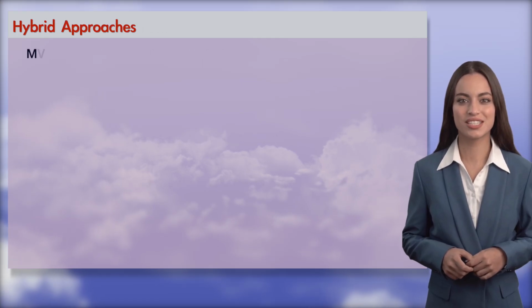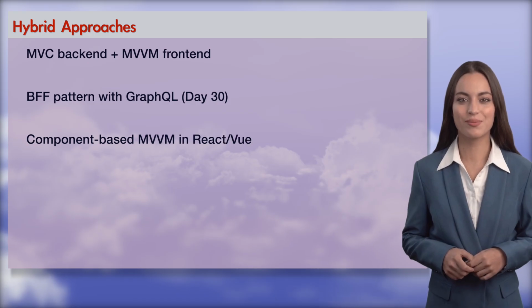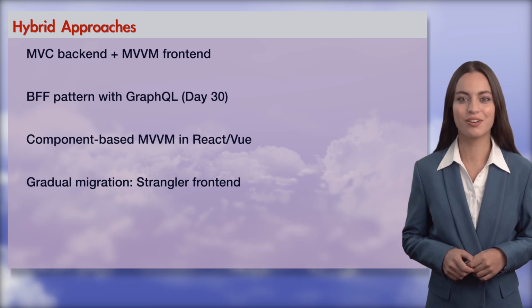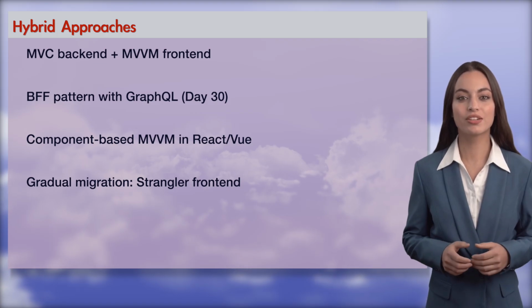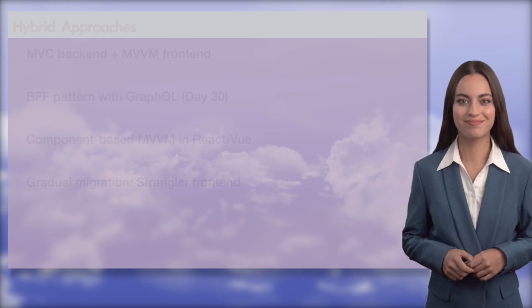Many real-world systems use MVC on the backend, with MVVM on the front end. Backend for front-end, BFF, with GraphQL from day 30, tailors data for MVVM clients. Modern component-based frameworks like React and Vue implement MVVM-like patterns with hooks and state. Gradual migration from legacy MVC front-end uses the strangler pattern.